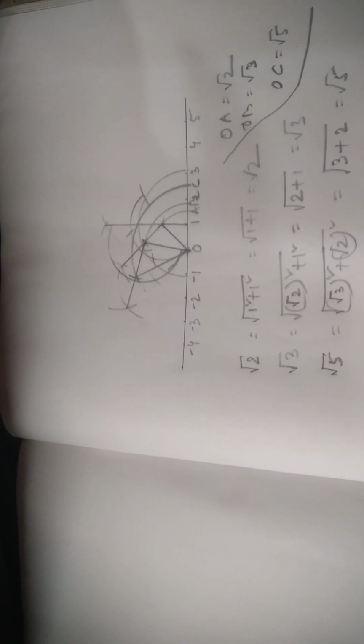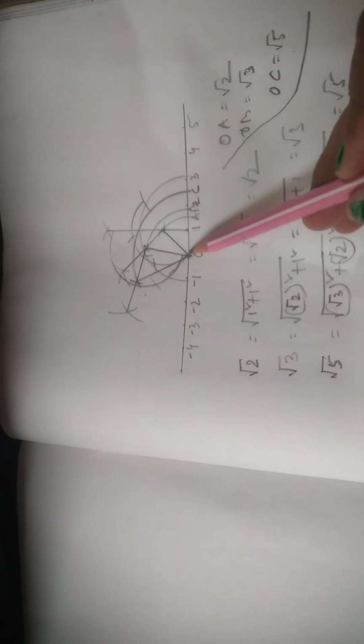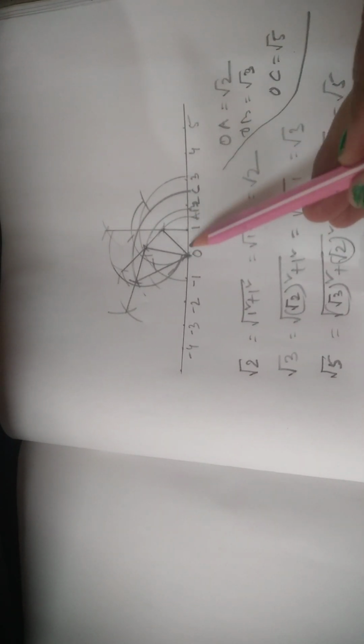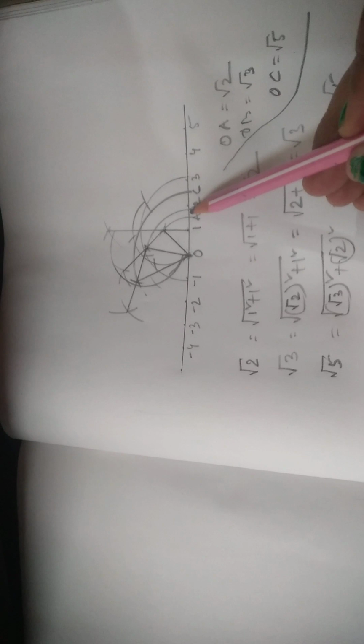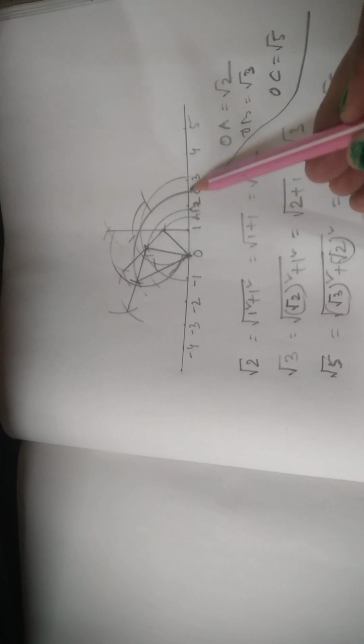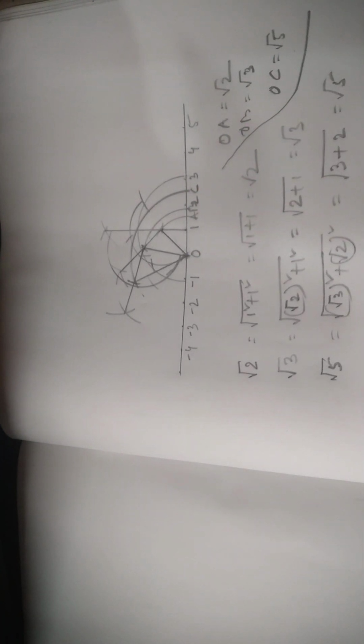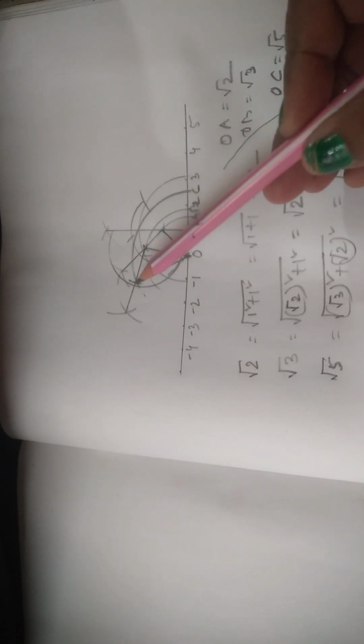In that way, we can represent the irrational number. Root 2 is OA, O to A, this portion is root 2, OB, this portion is root 3, and OC, this portion is root 5. So we have completed question number 4 and 5. Root 5 and root 3 we have completed. In question number 6, also let me place root 5. Root 5 also we have done.